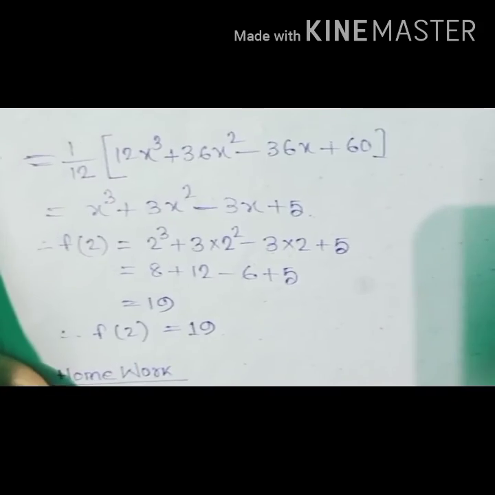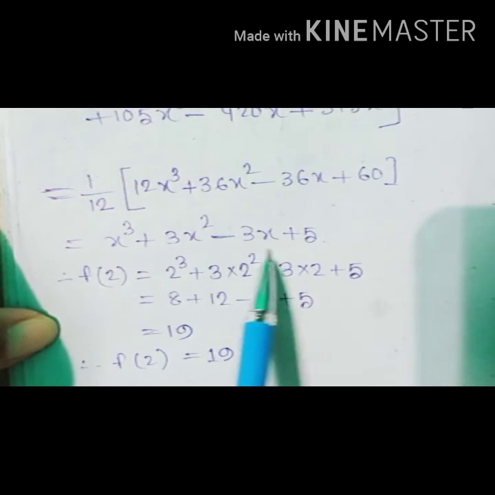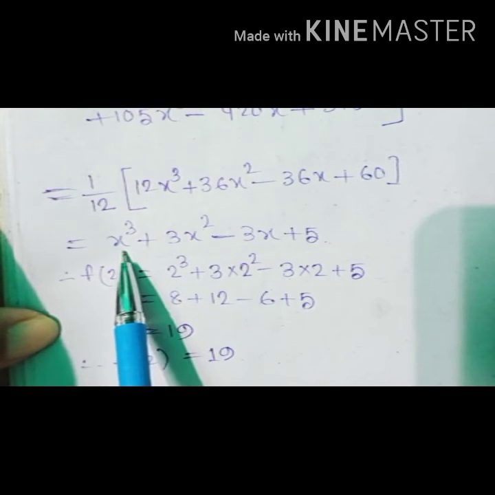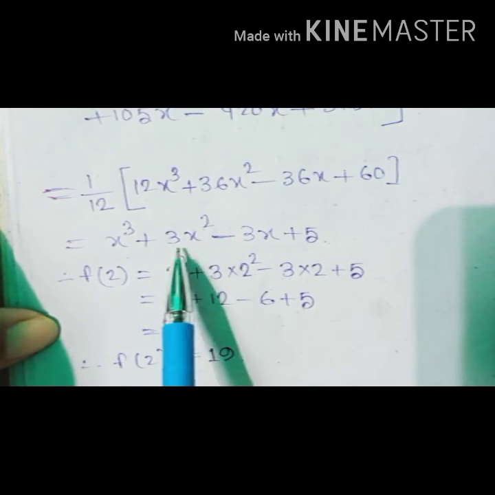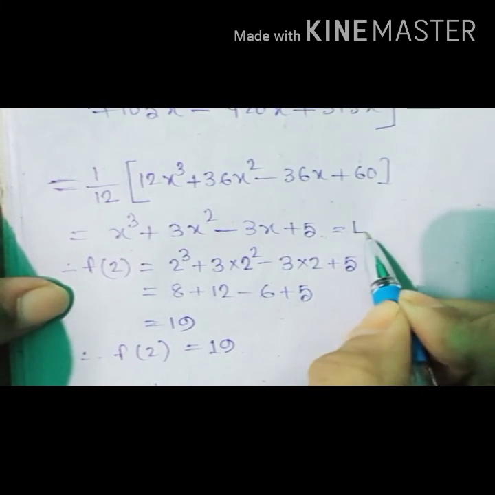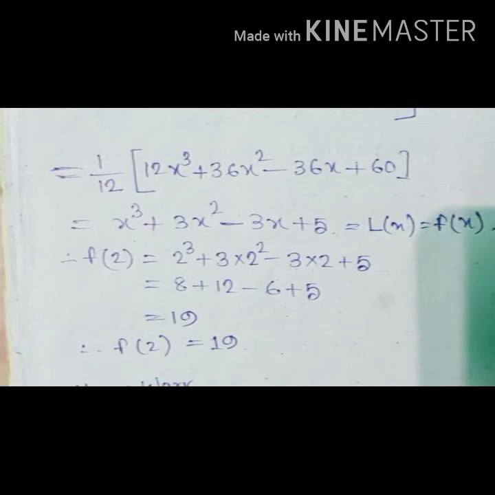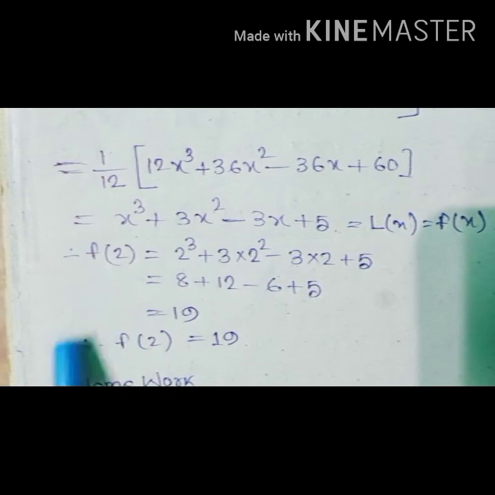So first of all you can see that I have calculated Lx first. After that I have put in 2 as the value of x, so f2 is equal to 2 cube plus 3 into 2 square. Instead of x you will put 2. First this is actually our Lx or fx. Then first you get the fx. After that you will get the particular value when it is required.